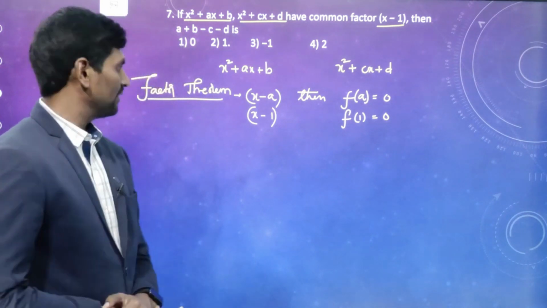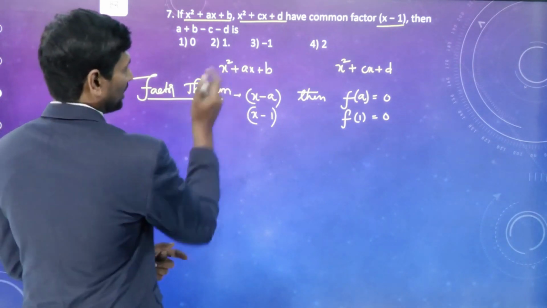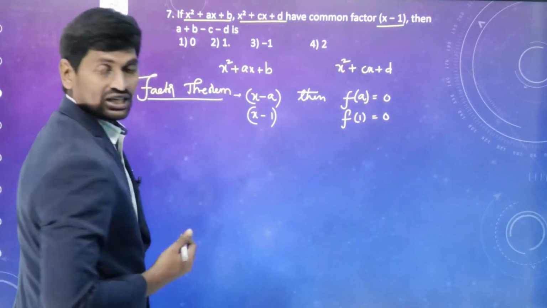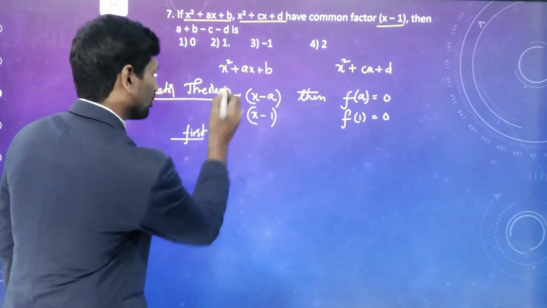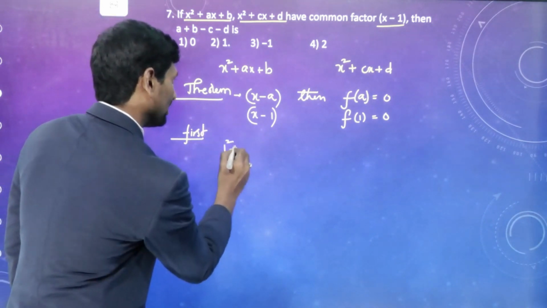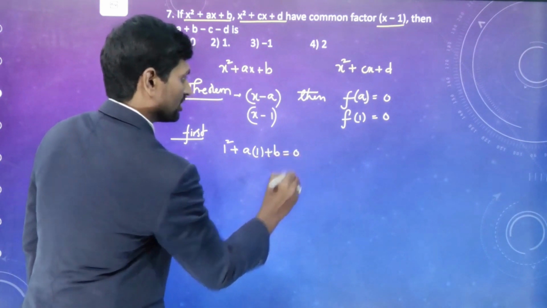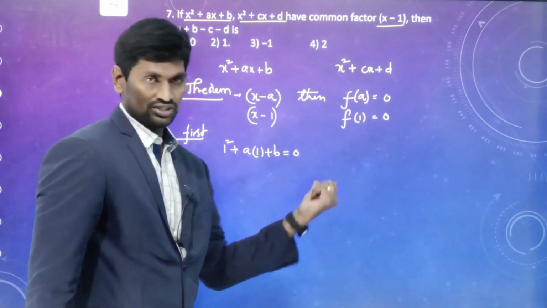Clear? That means substitute the value 1 in the first and second quadratic polynomials. I am substituting the value 1 in the first quadratic polynomial. That means 1 square plus a into 1 plus b equals 0, f of 1 equals 0. That's why I have written equals to 0.